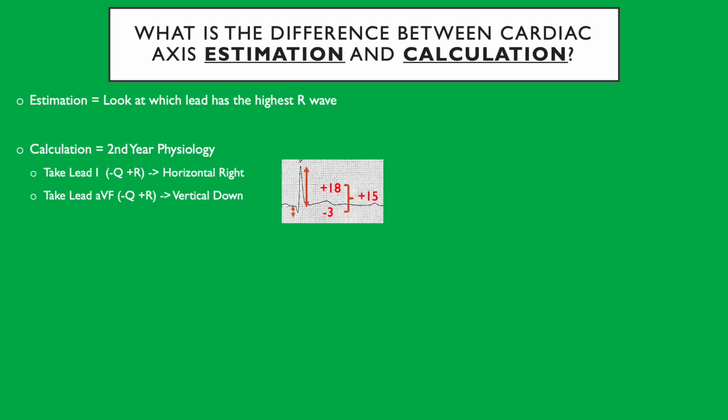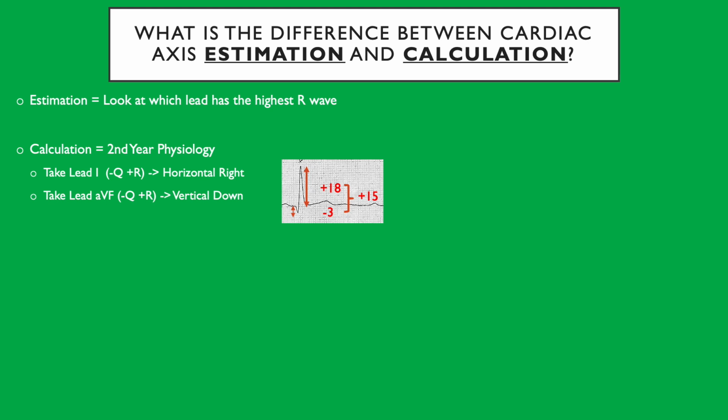In our faculty, in our physiology exam, we have to take lead number 1, and then AVF. So you make a right angle, 90 degrees, and then you count the squares, how much is going to the right, and how much is going to the foot, and then you make the vector, and you find the angle. That's calculation. But when you're in the acute clinical setting, you don't have time to calculate it, so you estimate it. So how do you think you could estimate the axis very fast?